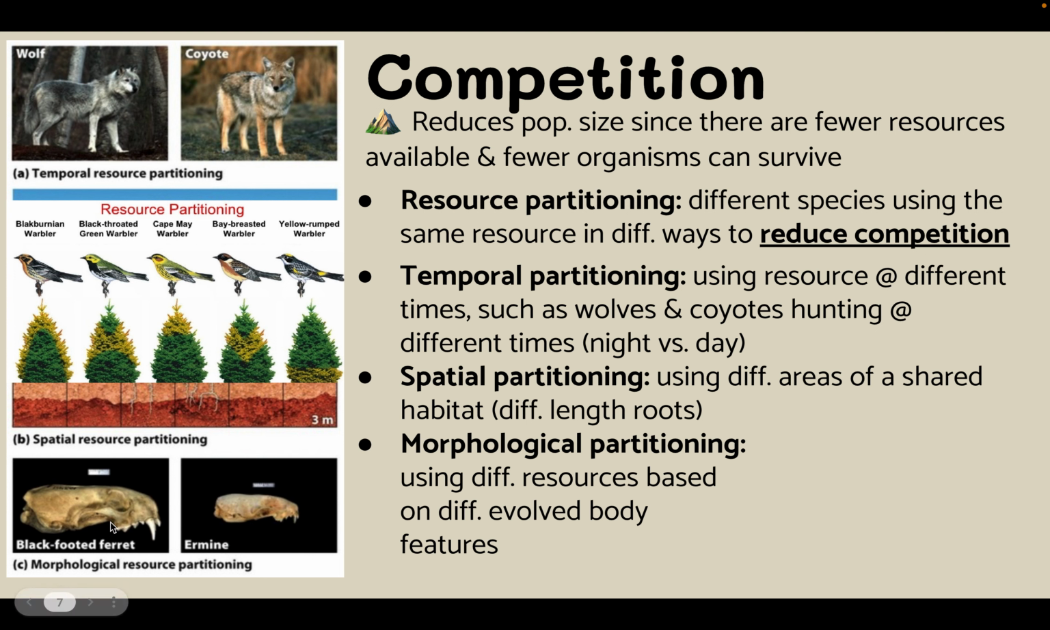You can even just see head size. The ermine is much smaller. So the ermine is able to eat smaller things, where the black-footed ferret eats larger things, and that's just because of how morphologically their bodies have evolved to eat different things in order to survive and reduce that competition.